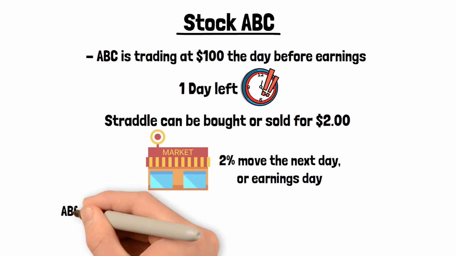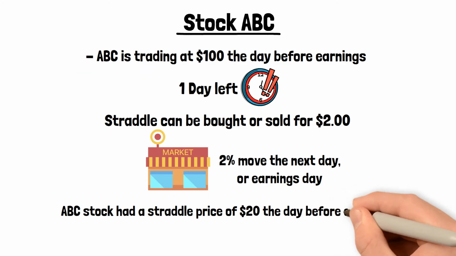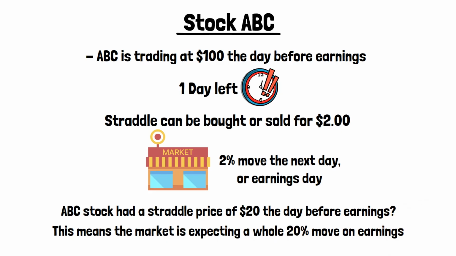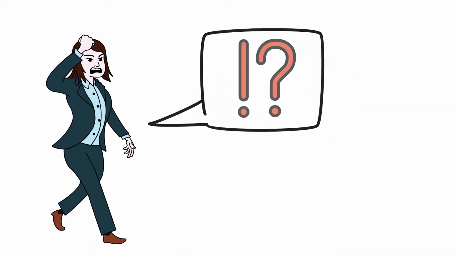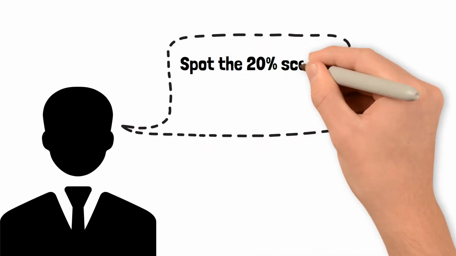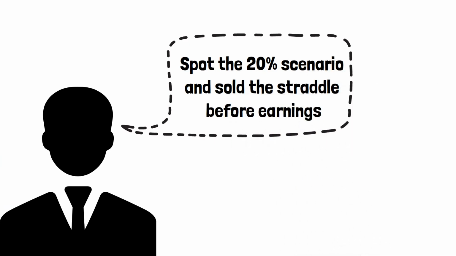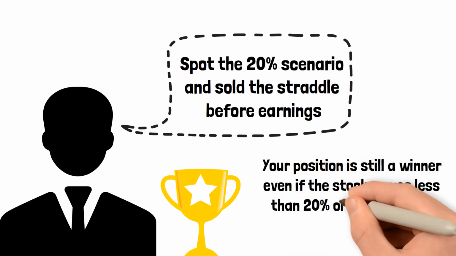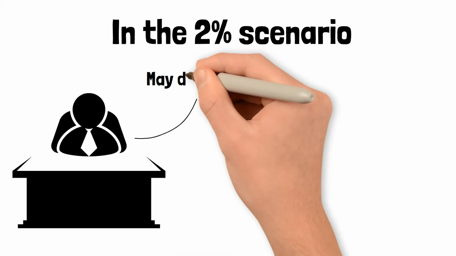Conversely, what if ABC stock has a straddle price of $20 the day before earnings? This means the market is expecting a whole 20% move on earnings. Based on the two scenarios above, even rookie traders are quick to realize the vast difference between the market's expectations for earnings. And if you were lucky enough to spot the 20% scenario and sold the straddle before earnings, you're golden. In this case, theoretically, your position is still a winner even if the stock moves less than 20% on earnings day. On the other hand, in the 2% scenario, the trader may do nothing.